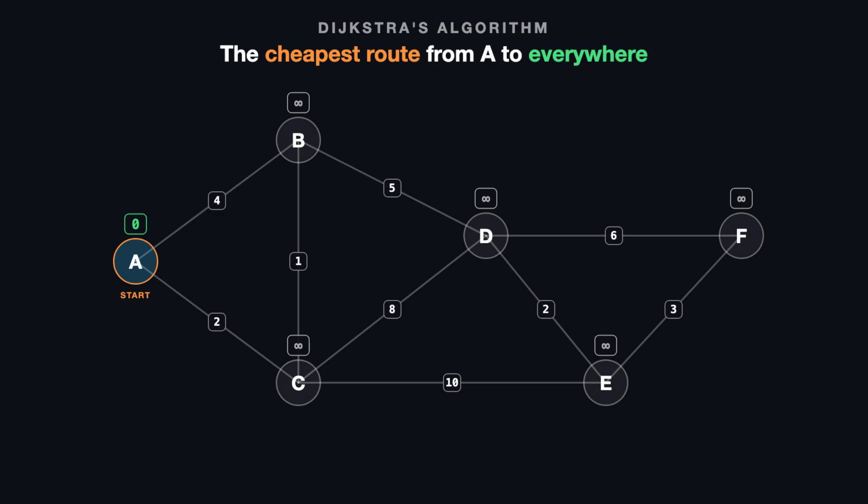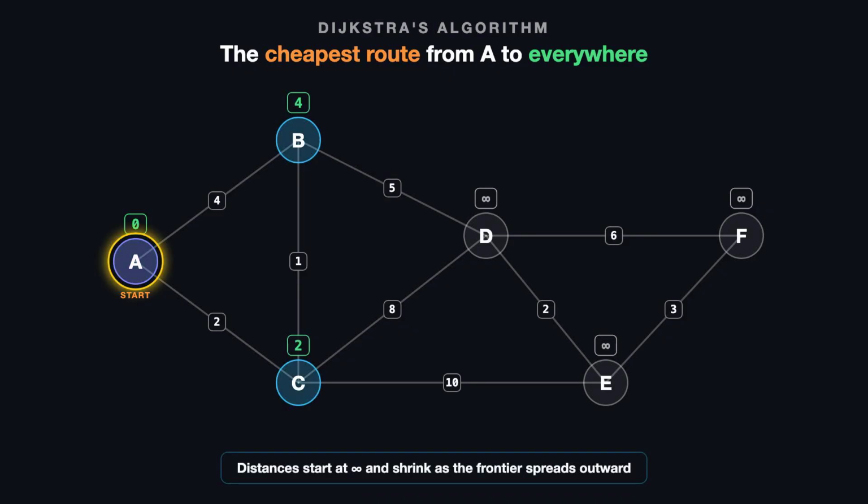Your phone just found the fastest route across a whole city in a split second. Not the fewest roads, the cheapest by total travel time. Here is a map. Cities, and roads between them, each road with a cost. We want the cheapest route from one city to every other one. Watch it spread outward, road by road, locking in the true shortest distance to each city as it goes.